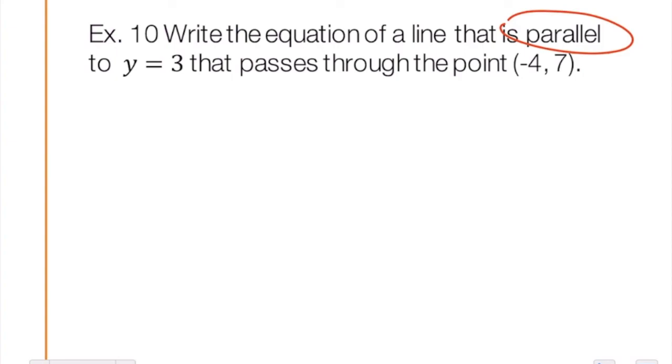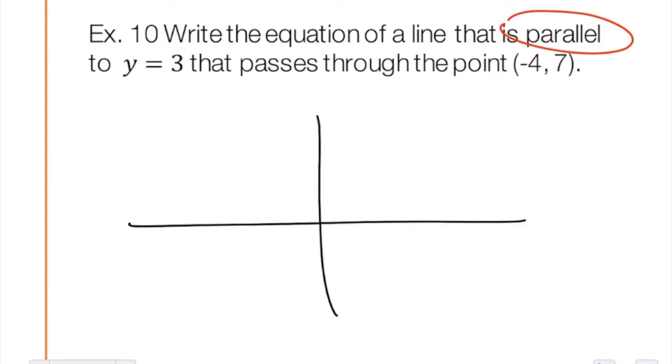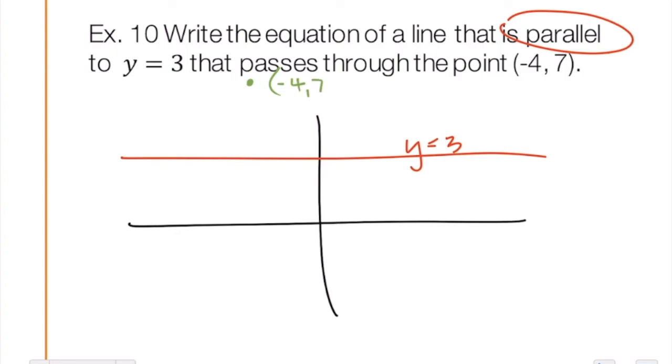And finally, we're going to write the equation of a line that is parallel to y equals 3 that passes through the point negative 4, 7. So let me sketch that again. So here is our y is equal to 3, and let's say negative 4, 7 is here. Now, we want the line to be parallel to y equals 3. Well, that means it's going to be another horizontal line. So it's going to look like this.